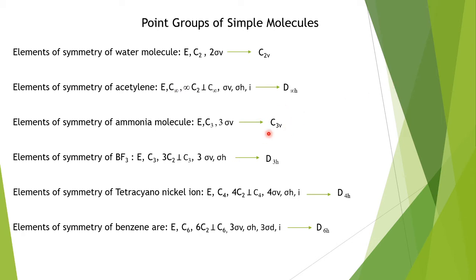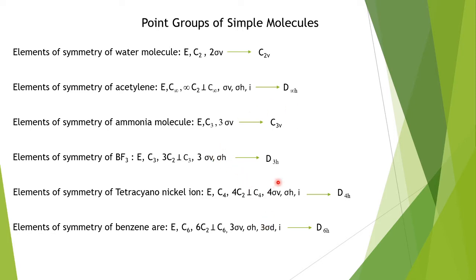In C3V, we have E, then C3 is actually rotation through 120 degree, and rotation through 240 degree is considered as another symmetry operation, and there are 3 sigma V planes. So that makes it a total of 6. So C3V point group has the order as 6.